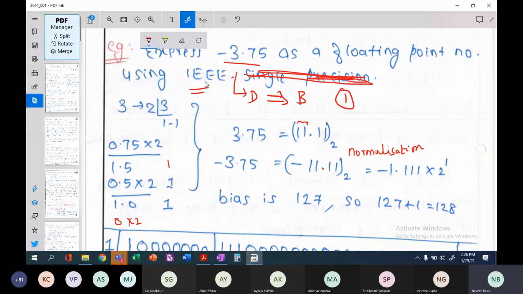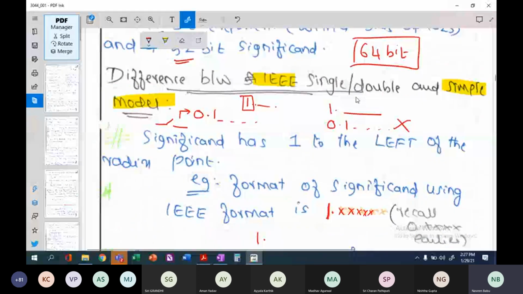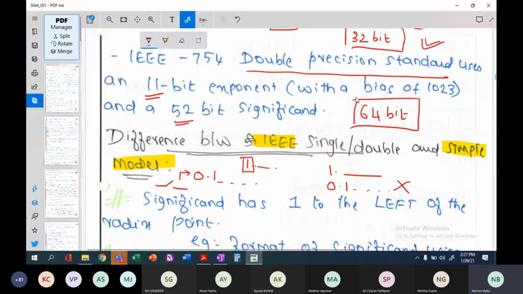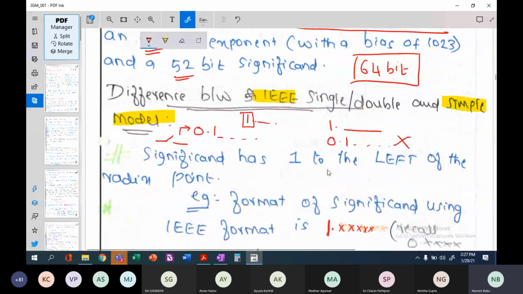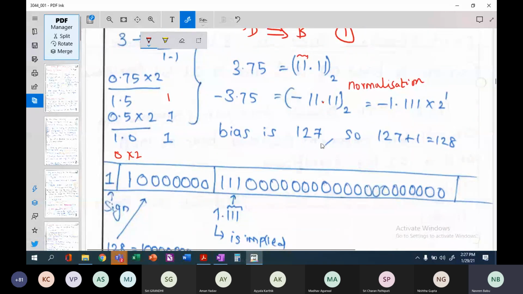Now, since this is IEEE single precision, what is the biasing value? At least this biasing value you need to remember. This biasing value is 127. The double precision biasing value is 1023. So all you need to do is add 127 to your exponent value. So it is 128. How is 128 represented in binary? It is represented as 1 followed by 7 zeros.